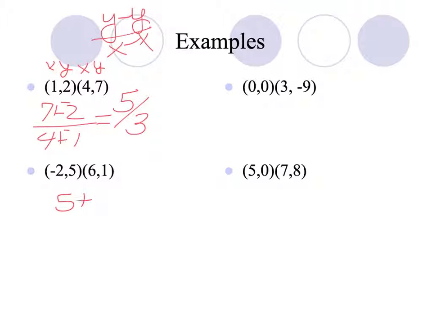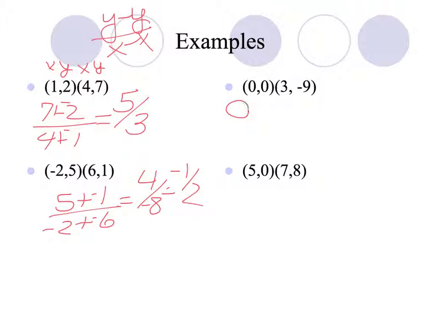Down here, 5 plus negative 1 over negative 2 plus negative 6. That's going to give me 4 over negative 8, which reduces to negative 1/2. You'll notice I bumped my negative to the top of the fraction. I like my negatives in the numerator of a fraction, but it makes no difference. If you'd like to leave it as 1 over negative 2, that's perfectly fine.